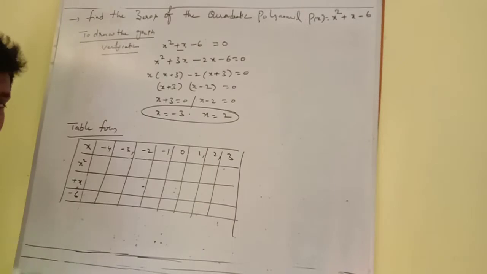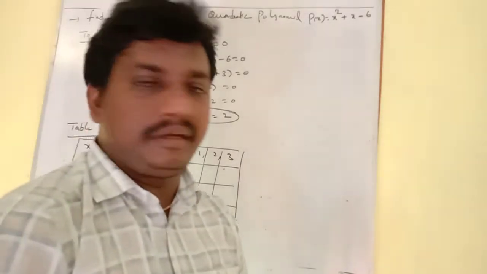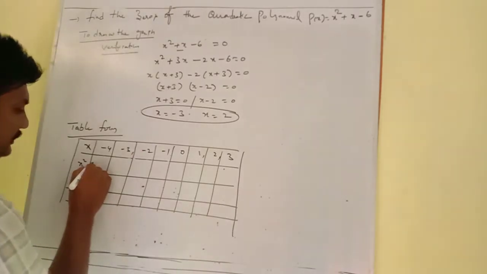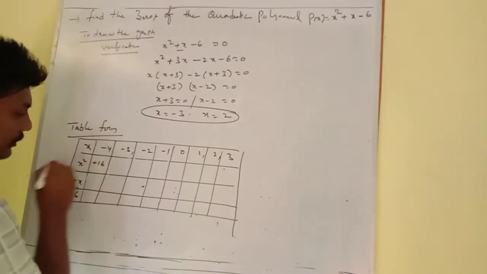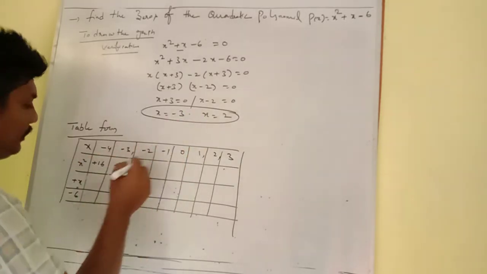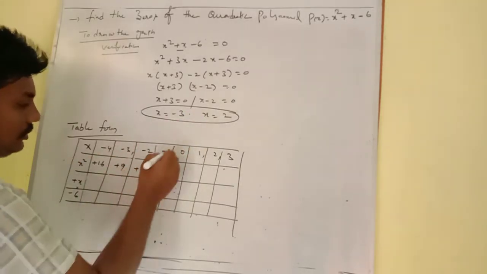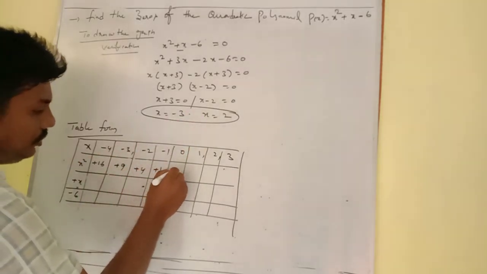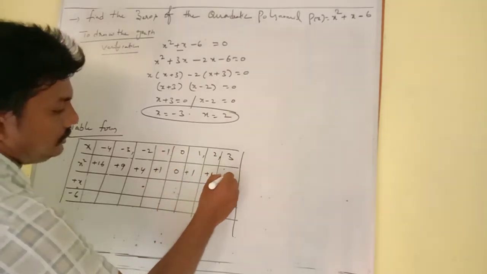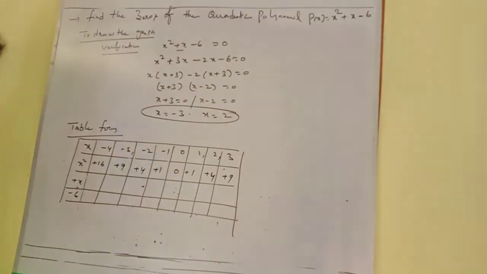So what is the x square value? This is minus 4 into minus 4 becomes plus 16. This is minus 3, this is plus 9. This is minus 2 into minus 2, this is plus 4. This is plus 1. This is 0. And this is plus 1. This is plus 4. This is plus 9. So this is the x square column.